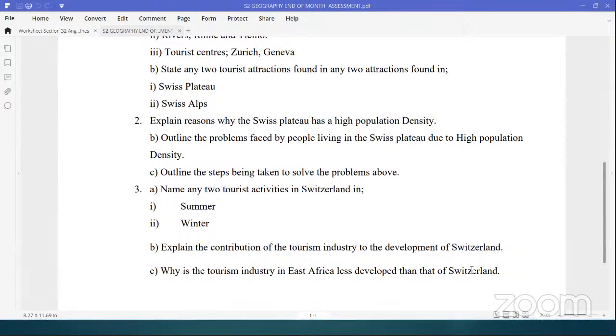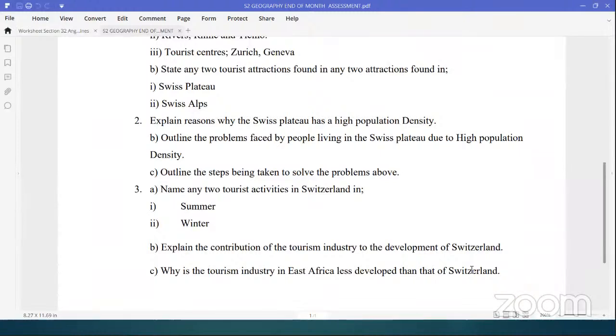Sulaina? Limited skilled labor in East Africa, leading to insufficient tourism services, while Switzerland has a highly skilled labor force. Thank you. Switzerland has a highly skilled labor force, and their people are hospitable. You should not forget that. Switzerland's people are very hospitable.